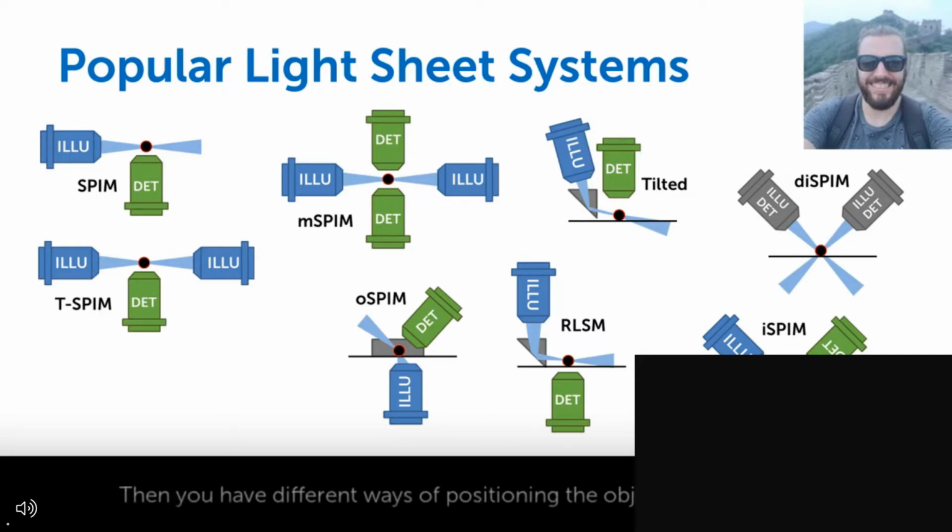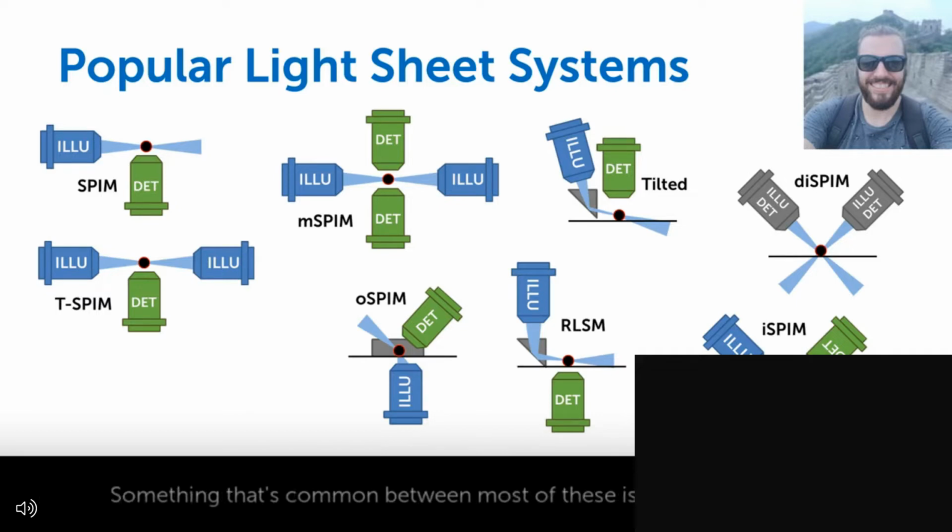And then you have different ways of positioning the objectives in order to image different samples and allow yourself to have different sample geometries. You have oblique SPIM, tilted light sheet, reflective light sheet, and you also have inverted and dual view inverted SPIM, where essentially you can now have the sample on a surface and you have the objectives at a specific angle, so you can flip the whole thing upside down. These different configurations can match the different experiments you're trying to do.